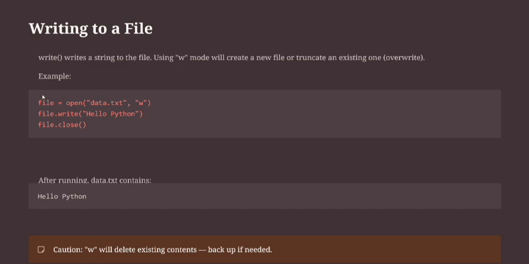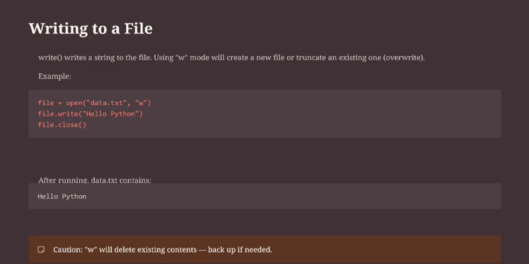So here let's understand this step by step. First we open the file in write mode. If the file does not exist, Python creates it automatically. Next, file.write("Hello Python"). This writes the text into a file. Finally, file.close(), we close the file. After running this program, our file contains Hello Python.